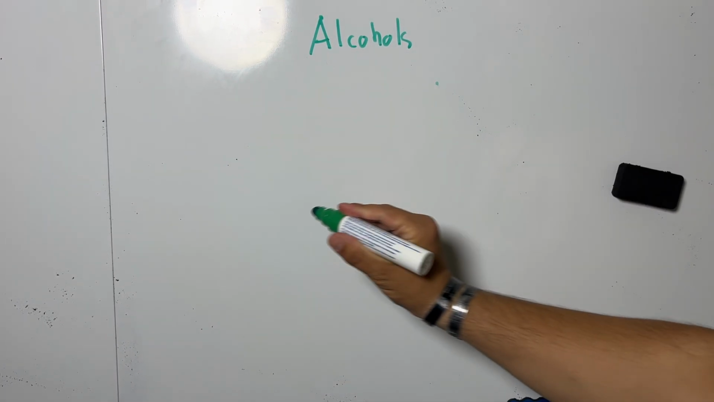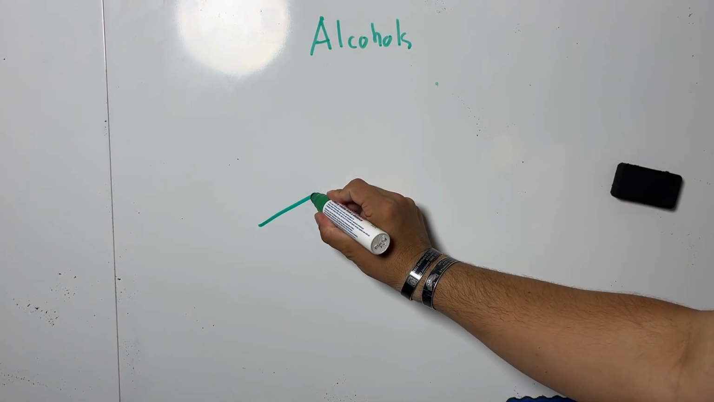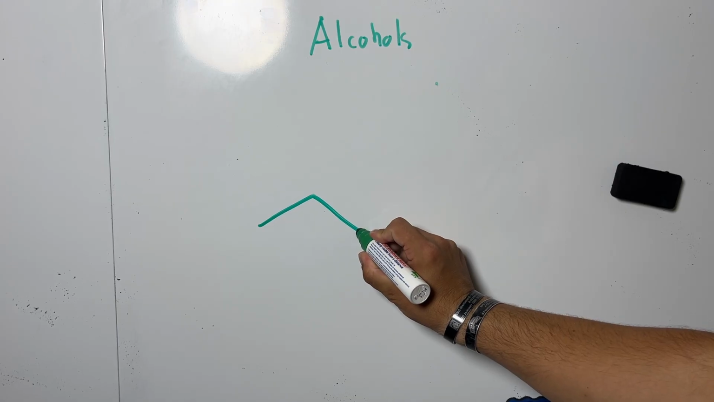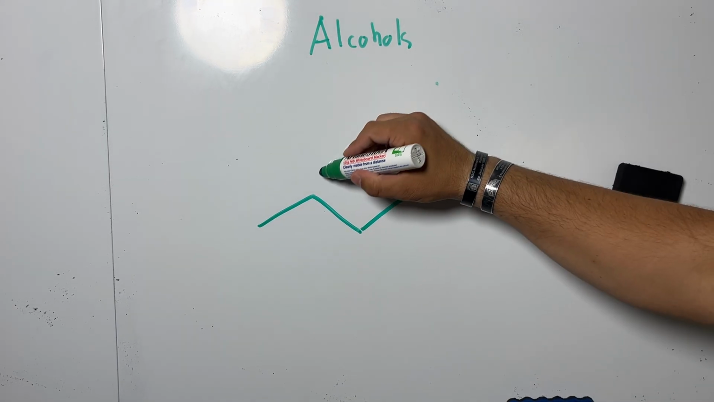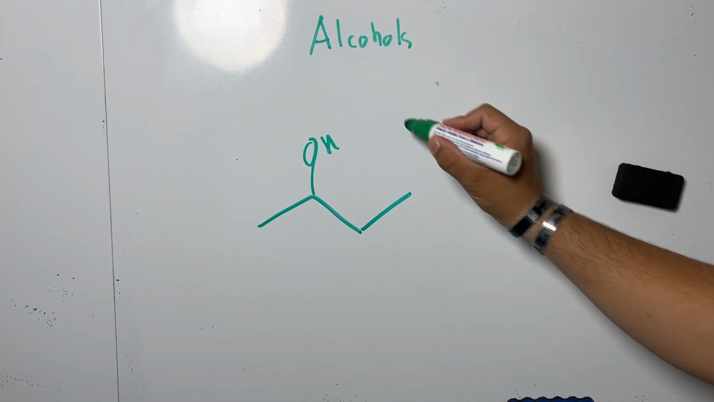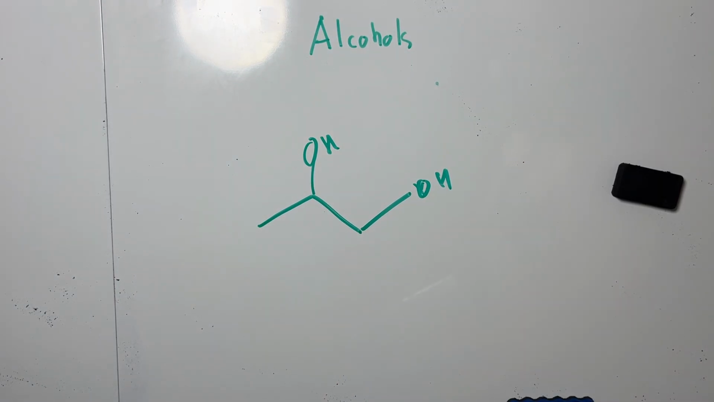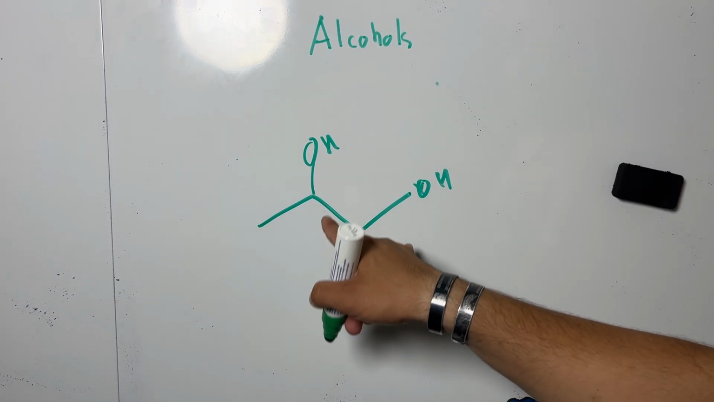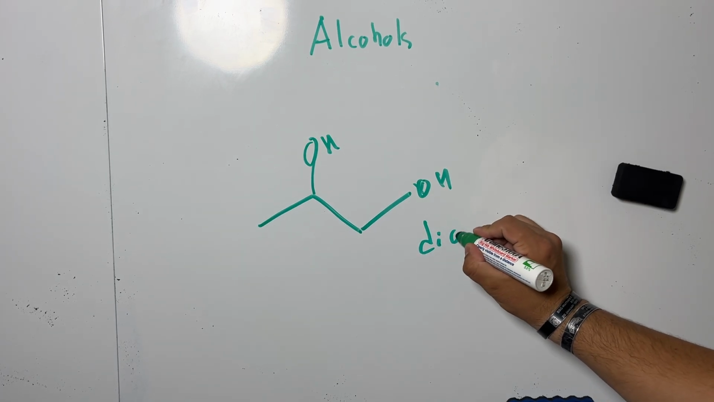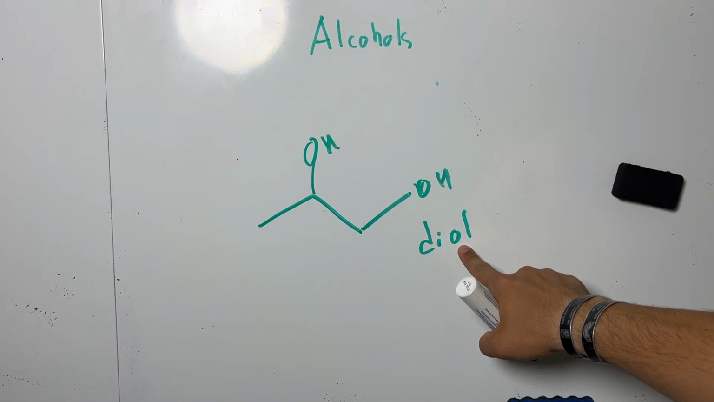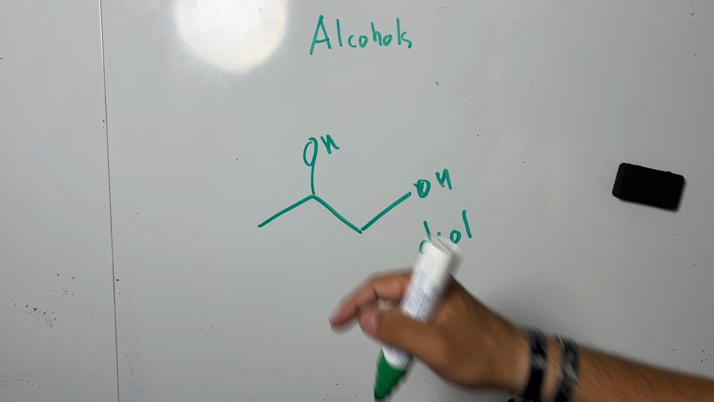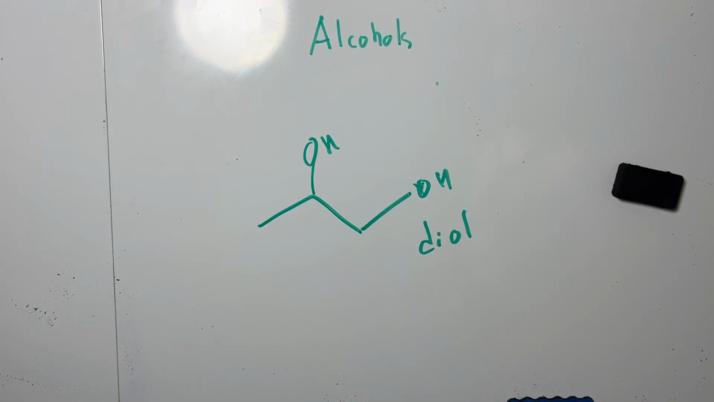So what if we have something like this? We have a propyl piece again, so we have 1, 2, 3 carbons. And this is what's known as a diol. Because ol is for alcohols, and di means 2, so there are 2 alcohols on it. This is broadly known as a diol, anything that has 2 alcohols on it.